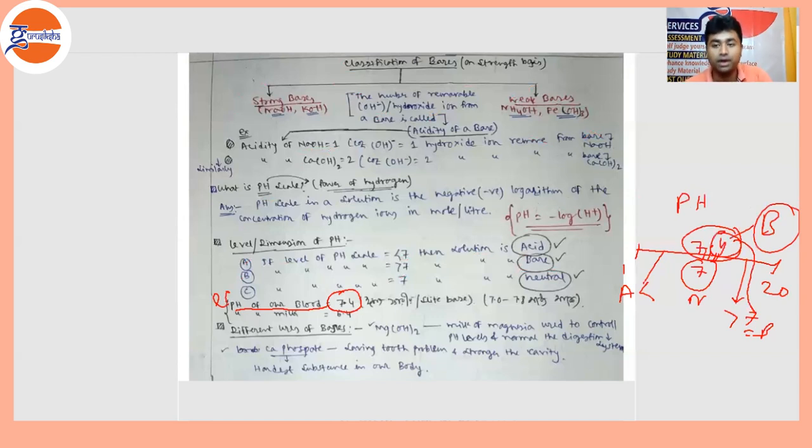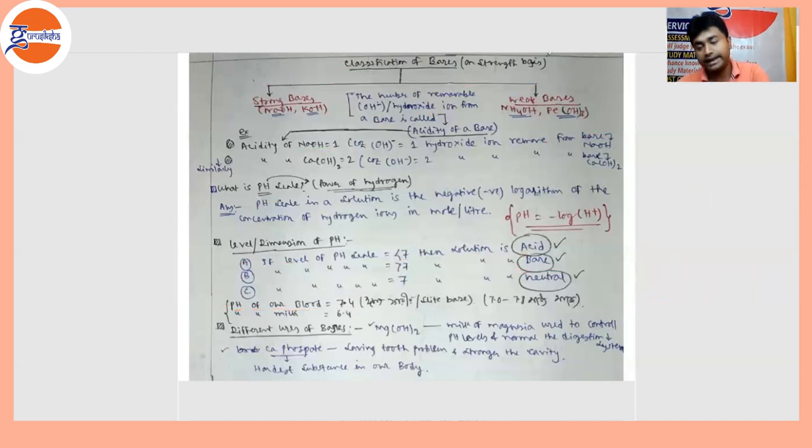So the pH of our blood is 7.4, but it's generally not fixed. It varies as per age. Nominally, the value of pH is in a range of 7.0 to 7.8. Okay, nominally this is the range.